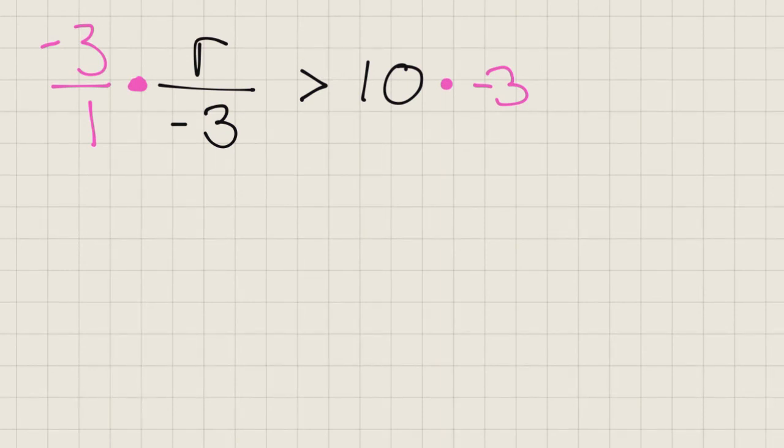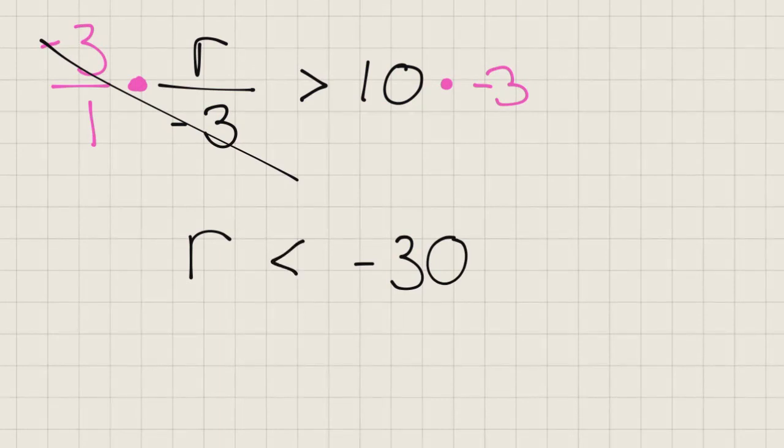And then you do that. 10 times -3. Positive times a negative is a negative, right? Yes. So -30. R is... switch the sign. Okay. We're working with a negative. And there you go. Yes, Liam.